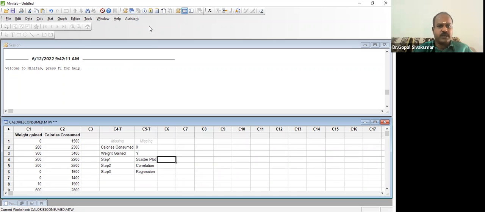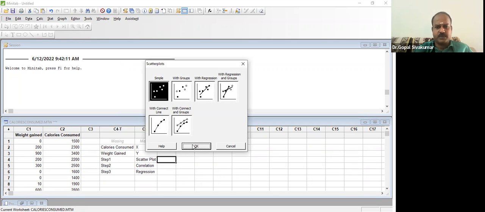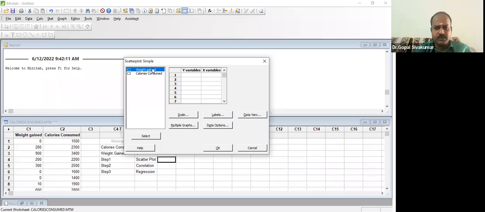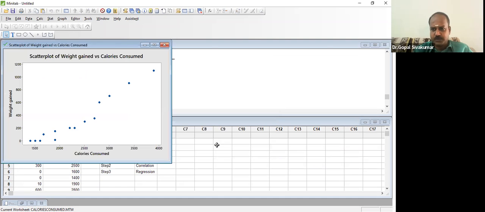So first you go to graph, go to scatter plot, and simple scatter plot. You have Y variable is weight gain. You double click. X variable is calorie consumed. That also you double click. Now you give OK. So the scatter plot is developed. In scatter plot, the X variable is called predictor variable. The Y variable is called the response variable. We are interested in optimizing the response variable by optimizing the predictor variable. That is, by optimizing the X, we want to optimize the Y, right?